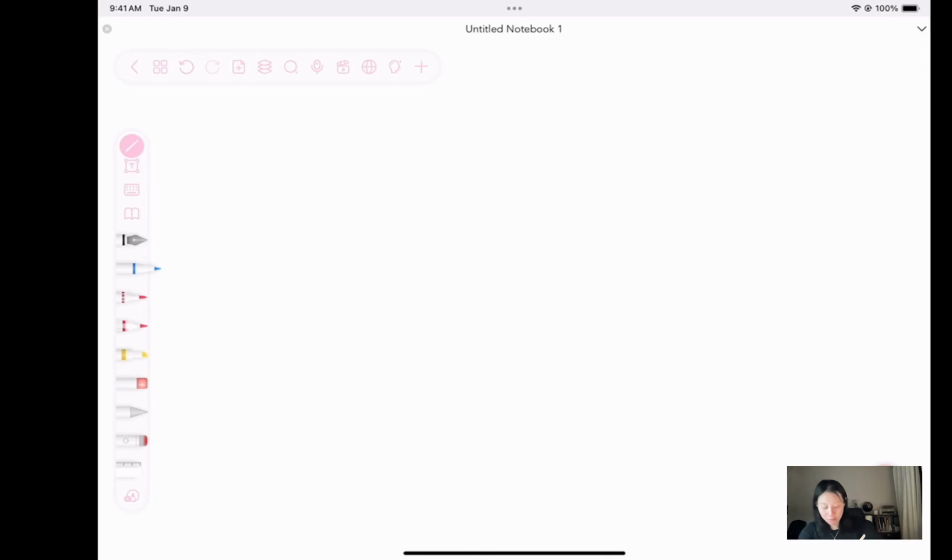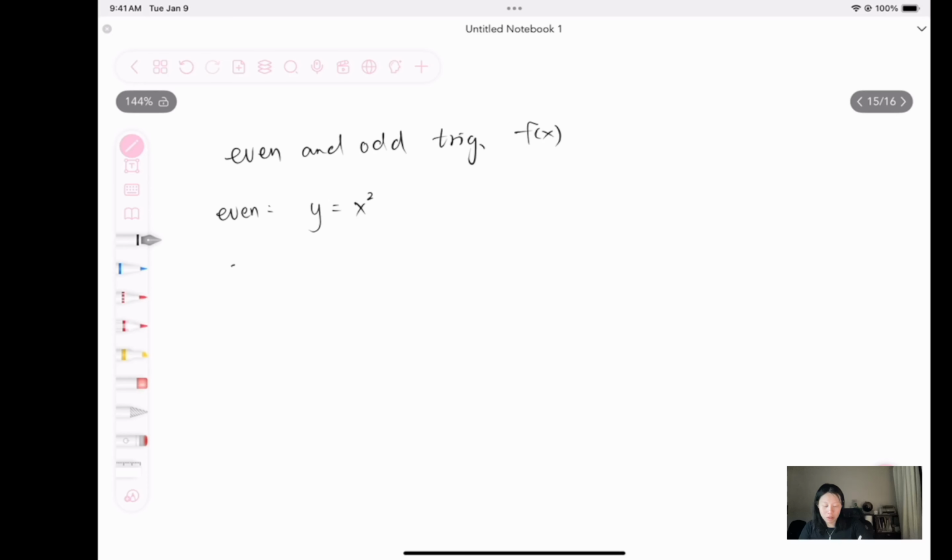Hello, I want to spend some time to talk about the even and odd trigonometry function. Now, let's do some recall. The basic even function is the quadratic function. Why is that? Because, take a look, 2 squared equals 4, and negative 2 squared also equals 4, right? Similarly, 4 squared equals 16, negative 4 squared equals 16.